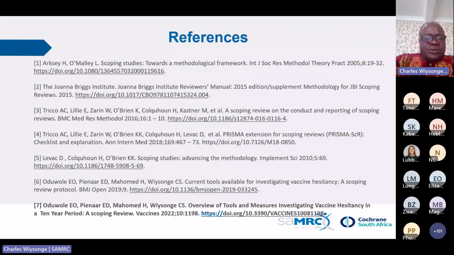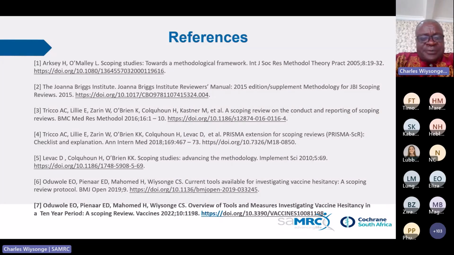And these are the references that were used to prepare this presentation. The first one is the Arksey and O'Malley paper from 2005. Then the Joanna Briggs Institute, who are also quite active in doing systematic reviews and scoping reviews, and they've come out with a manual that guides the conduct of scoping reviews.